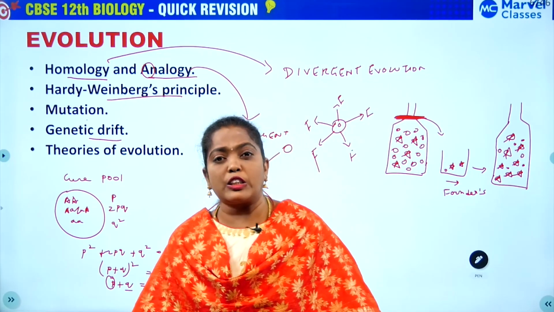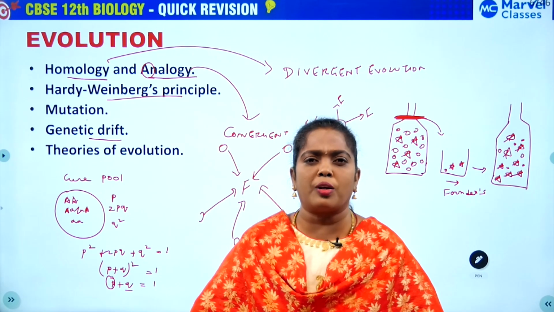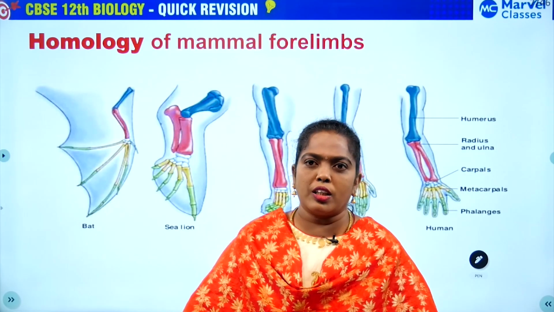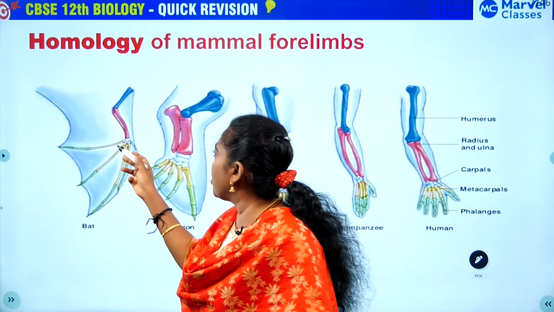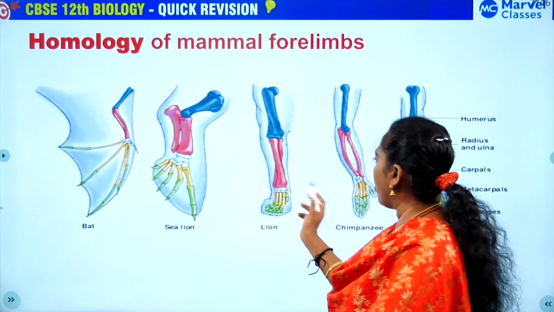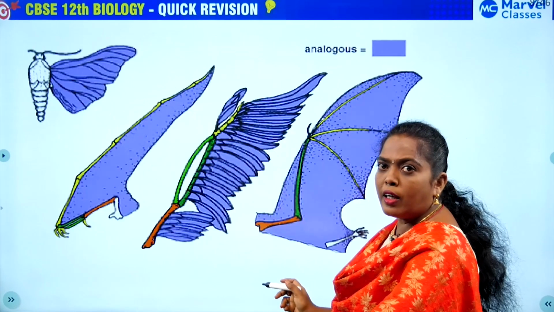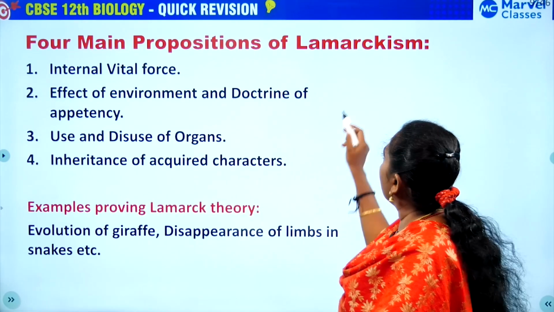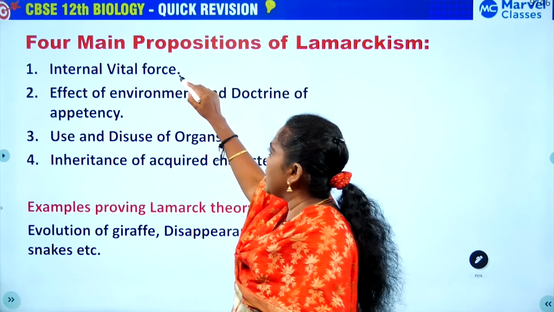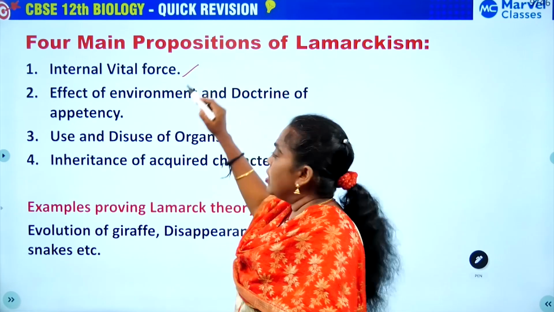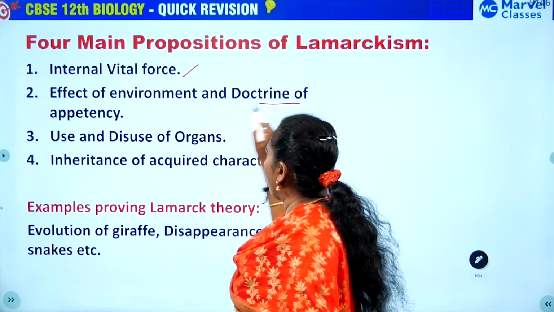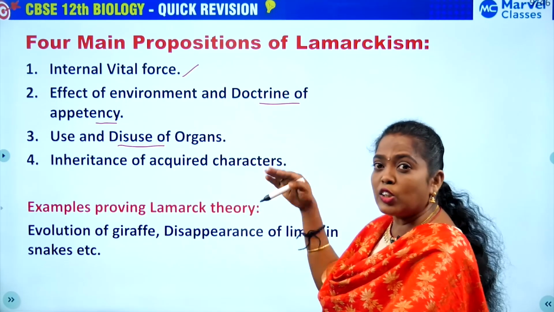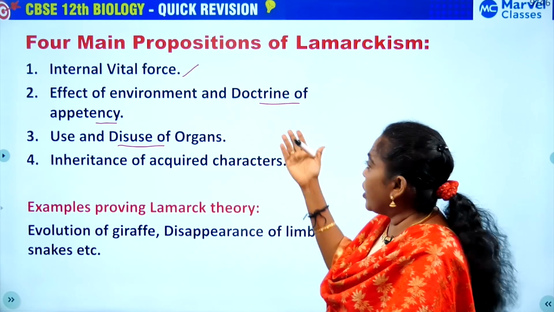Then theories of evolution is a very, very important topic. There are 3 theories, and they might ask you any one. For theories of evolution, I have told you about the homology of mammalian forelimbs, and the analogy of wings. Then Lamarck, with 4 postulates: internal vital force, effect of environment and doctrine of appetency, use and disuse, and inheritance of acquired characters. You can remember it like this.